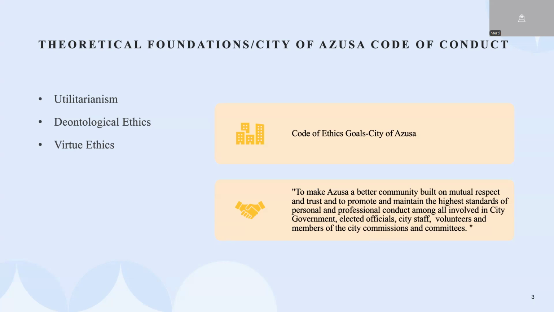Well, with utilitarianism, this theory focuses on the greatest good for the greatest number. So, in our agency, this would mean considering the outcomes of our actions and ensuring that the benefits outweigh any negativeness. So, I think it's important in public administration and specifically in local government agencies to have that kind of benefit outweighing negative consequences. With deontological ethics, the theory emphasizes rules and duties and our obligations.